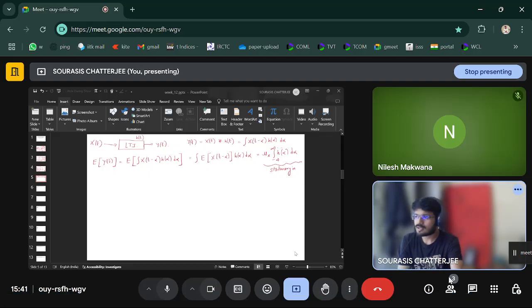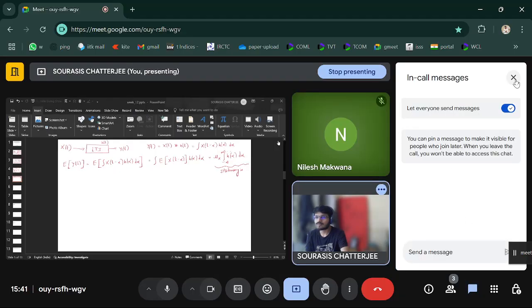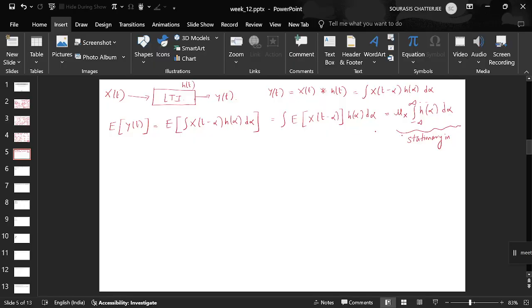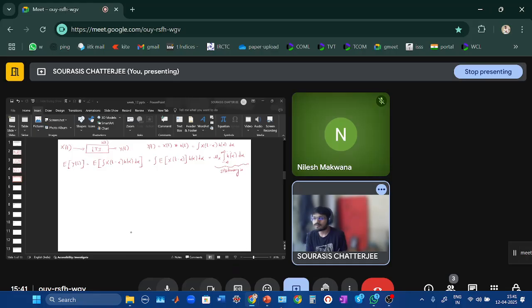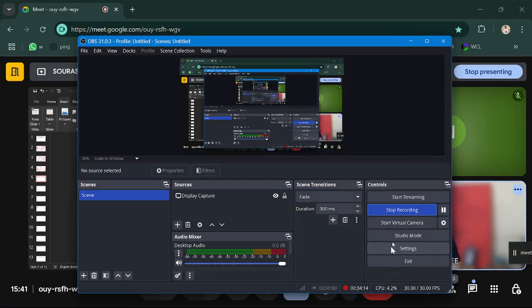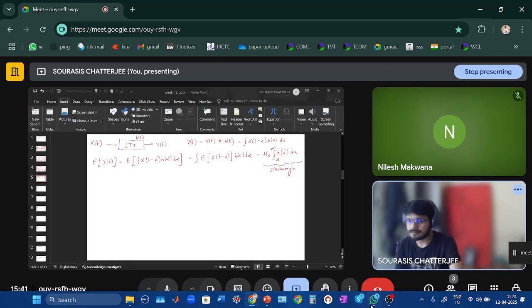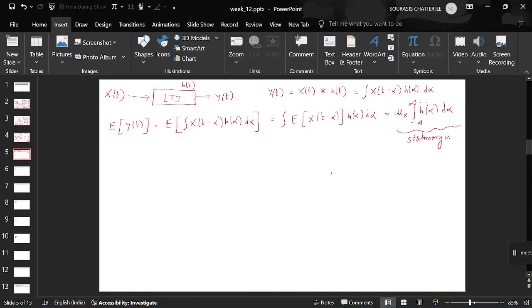Okay, so I am continuing, and if you want to ask some questions, you can also write in the chat box. I can go through it. So we have already seen that the output of the LTI system, yt, is also stationary in mean. Now we need to check whether yt is also wide sense stationary or not. For that it needs to qualify another property, if you remember: the autocorrelation function being dependent on the time shift instead of the individual time instants. So that we need to verify.